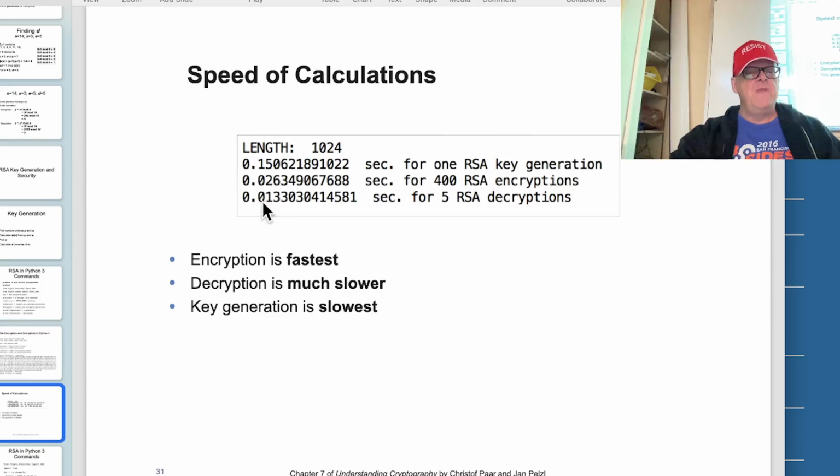Decryption is 1/5 of this, so it's like 3 milliseconds. Much, much slower than encryption, and key generation is again much, much slower. That's the general pattern here.